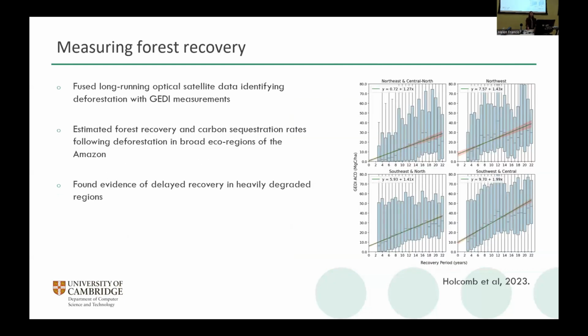So one of the first ways that we got around these limitations and were able to look at forest change was to examine recovery.